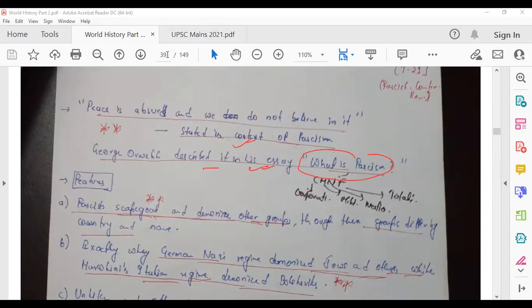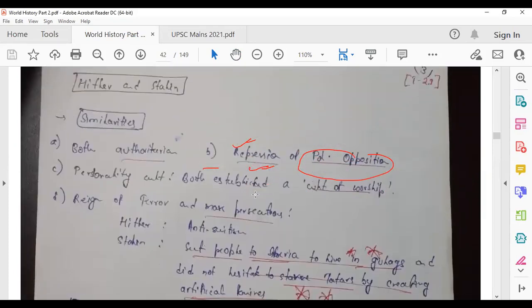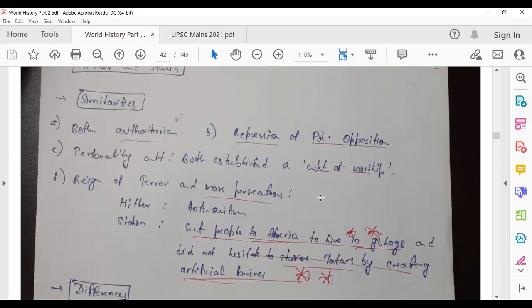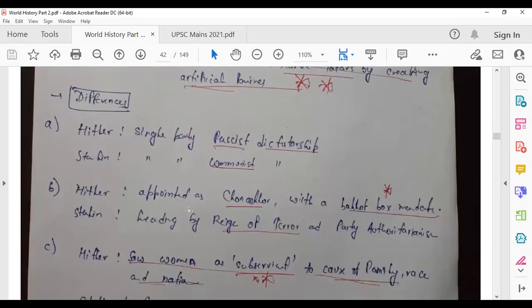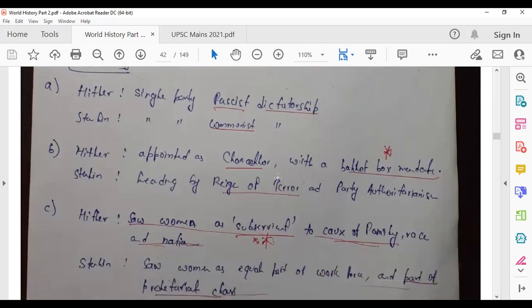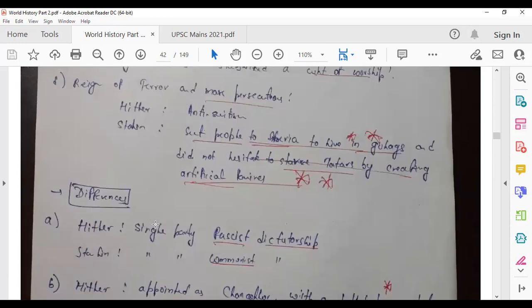Now, when we're talking about the biggest serious challenge, that is totalitarianism, two different types were Nazism and fascism. Hitler and Stalin were the two who followed Nazism and fascism respectively. So you can talk about the similarities: they were authoritarian, repression of political opposition, personality cult, and so on. But there were differences also. Single party fascist dictatorship was there in Hitler's case; Stalin was communist. Hitler was appointed as chancellor, but Stalin led by a reign of terror. Hitler saw women as subservient; Stalin saw women as equal. All these points you can add.